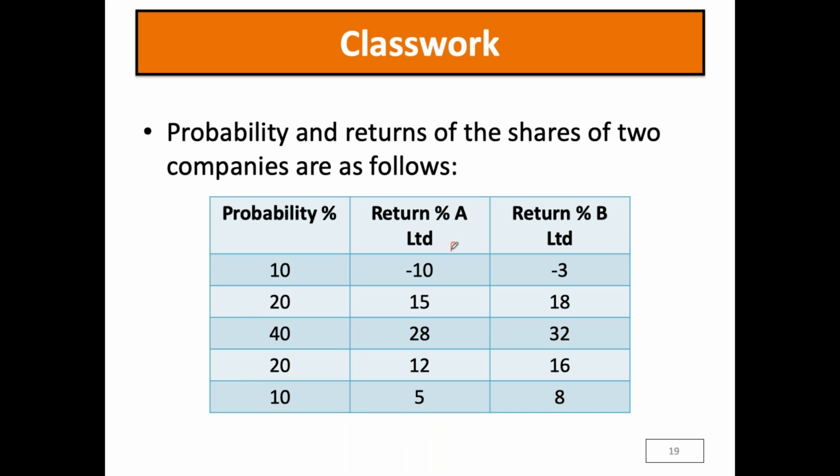So these are my returns. Let me write down return minus expected return. Expected return was 16.1. So minus 10 minus 16.1, that is minus 26.1. This is my first dispersion. Then 15 minus 16.1 is minus 1.1. Then 28 minus 16.1 would be 11.9. Correct me if I'm doing it orally. Then 12 minus 16.1, that is minus 4.1. And last one is going to be 5 minus 16.1, that is minus 11.1.